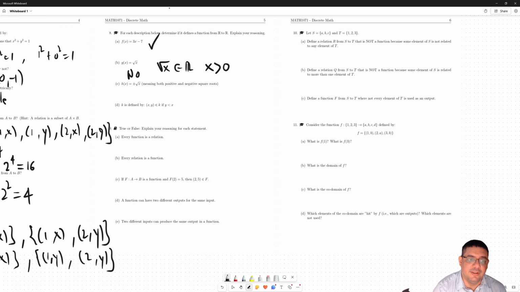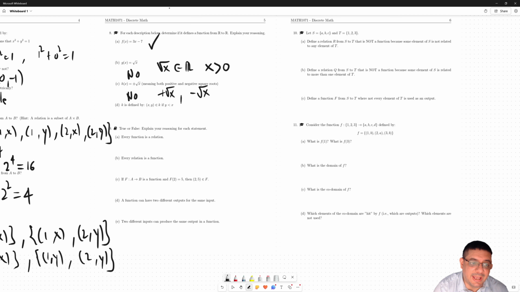Now, h of x being plus or minus the square root of x is not a function anyway, because it's giving me both values. It's giving me plus the square root of x, and it's giving me minus the square root of x. For a single value, it's giving me 2 outputs, so it's not a function.